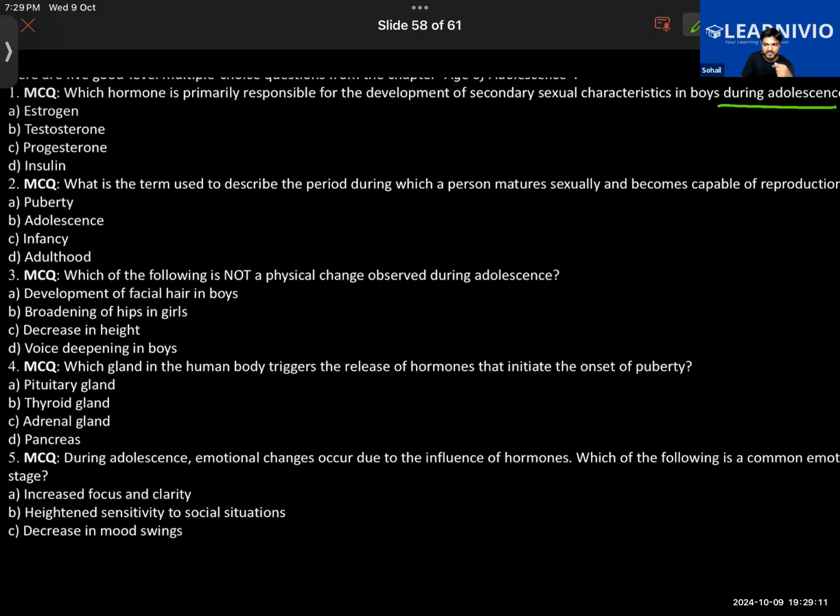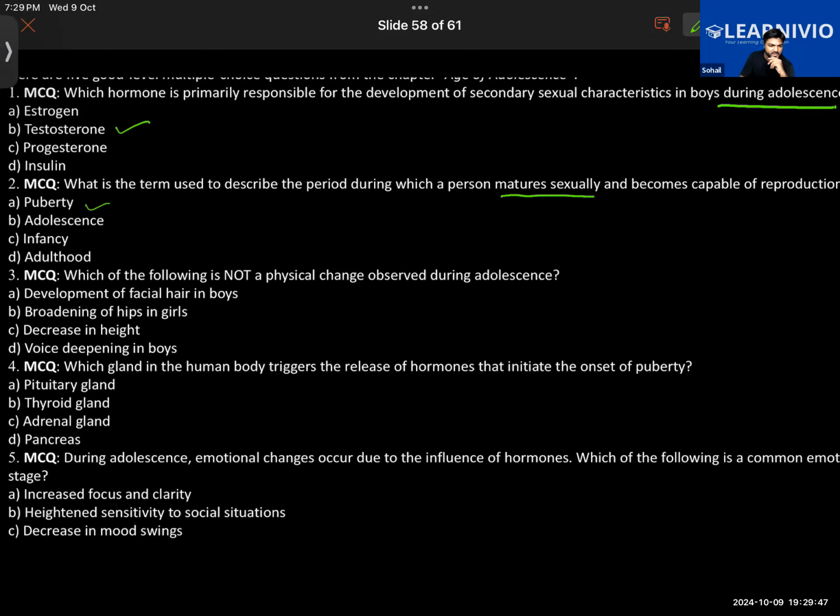The reason is that, let me begin with the first one. Which hormone is primarily responsible for development of secondary sexual characteristics in boys? That is obviously testosterone. In the second one, it should be puberty because it is talking about sexual maturity. Puberty is the time when the body sexually matures. That's all, what I kept is right, puberty. One minute. Let me check it once again. Okay, my bad. Okay, correct. Yes, Gauri, that is correct.